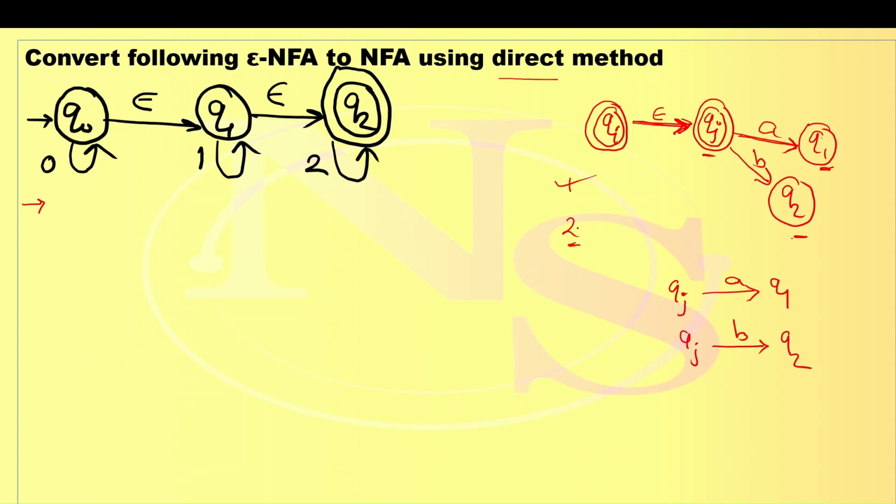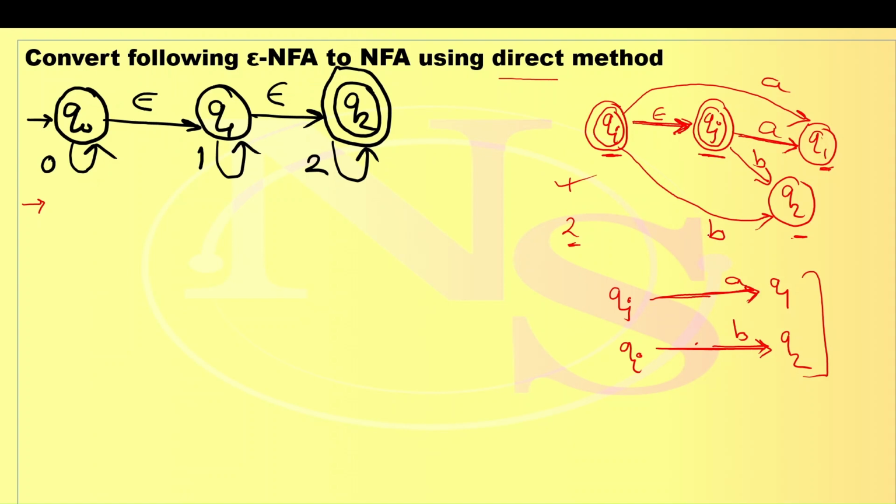What does the second rule say? All transitions starting from Qj will also start from Qi. These two transitions starting from Qj will also start from Qi. It means the transitions stay as they are, and only the source state gets added, not replaced. Qj to Q1 on A stays as it is, but Qi to Q1 on A is added. Similarly, Qi to Q2 on B is added. Once you add these, you can remove the epsilon transition. This is what the direct method says.